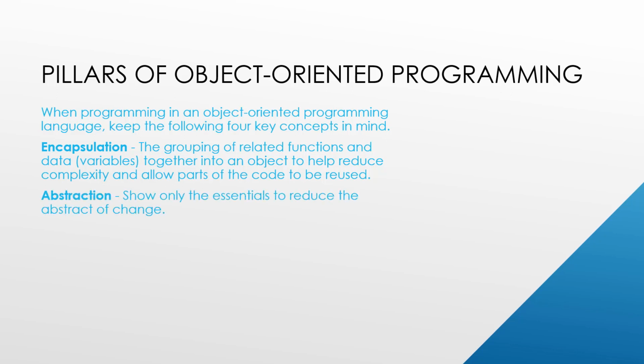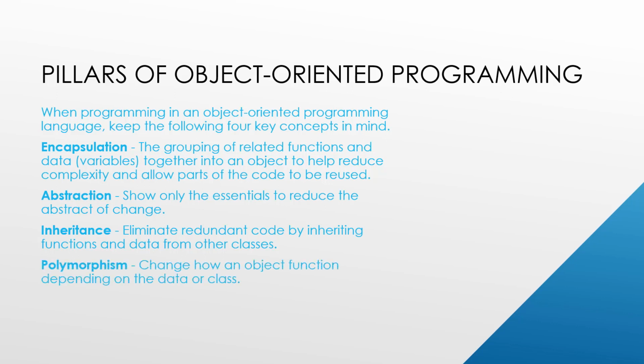What is abstraction? Show only the essentials to reduce the impact of changes. We don't want to show other things that are not required. Inheritance: eliminate redundant code by inheriting functions and data from another class. Here we will have a relationship like parent and child. Like a child can inherit the properties of a parent, right? It is the same like that only. Here one class will inherit from another class. We'll see it in a later video.